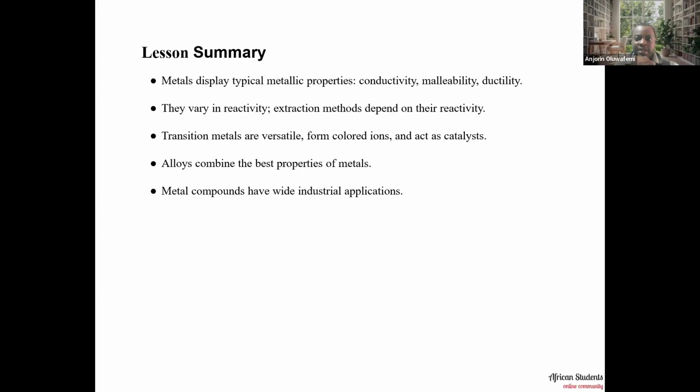So let me summarize by saying that metals display typical metallic properties: conductivity, malleability, ductility, and they vary in reactivity. Extraction methods depend on their reactivity also. Transition metals are versatile. They form colored ions and act as catalysts. We also said that alloys combine the best properties of metals, and we stated certain alloys and what their main components are. And we also talked about metal compounds and how they are widely used in industry. So these are some of the things that we touched on in the course of this lesson.